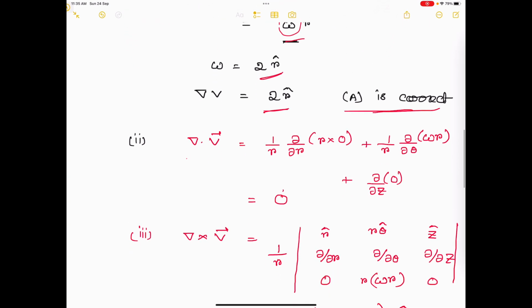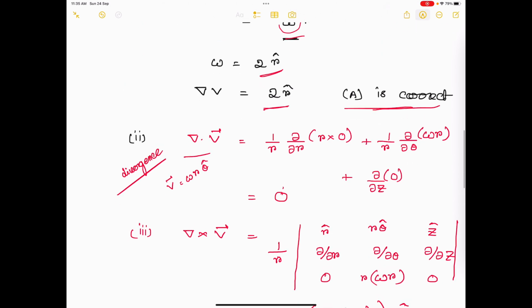Second is the divergence. We know that divergence is a scalar quantity, but V has to be put as a vector. V has to be put as a vector means what? V is what we have found out, omega r into theta cap. Therefore, this is the formula of the divergence in the cylindrical coordinate, which we will be using.